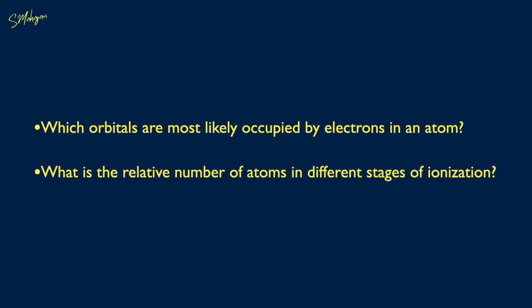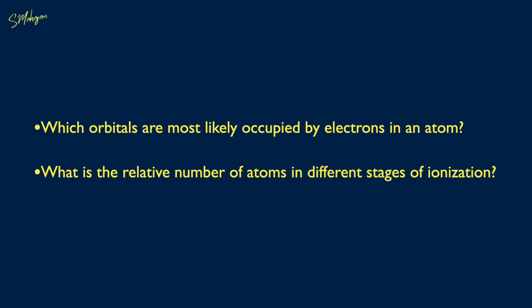In order to unravel the mystery of the physical basis of the Harvard classification scheme, astronomers needed answers to two questions. 1. Which orbitals are most likely occupied by electrons in an atom? And 2. What is the relative number of atoms in different ionization stages? As we'll see in this video, both of these are answered via statistical mechanics, which is a branch of physics dealing with the studies of statistical properties of a system with many members. For instance, a gas with many atoms.